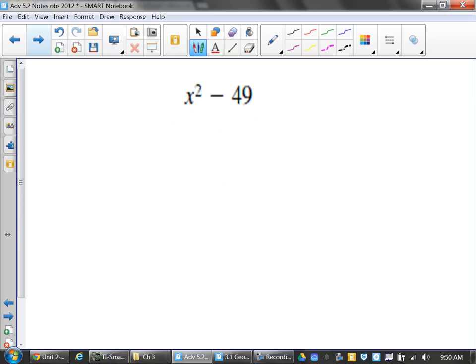Is this a difference of squares? Is the first term a perfect square? Yeah. Is the last term a perfect square? Yeah. Is that a subtraction sign? Yeah. So what are your two terms? x plus 7 and x minus 7. Once again, does it matter which one goes first? Not at all. Doesn't matter whatsoever.